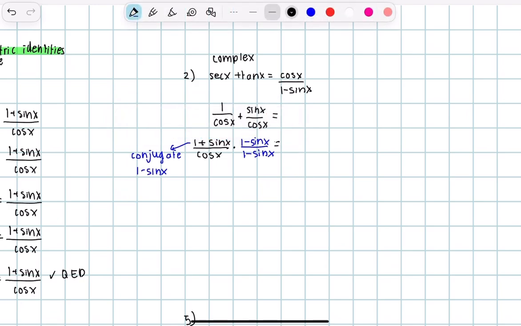And we get 1 plus sine x times 1 minus sine x, divided by cosine x times 1 minus sine x.